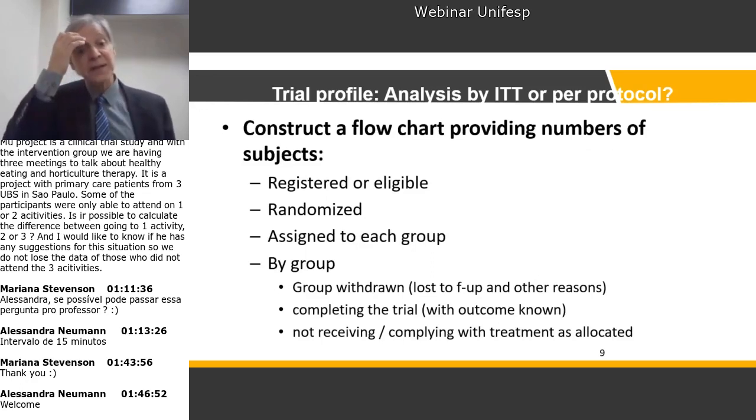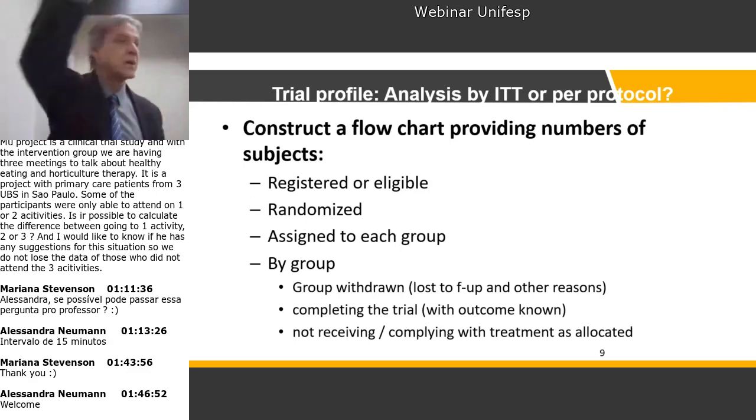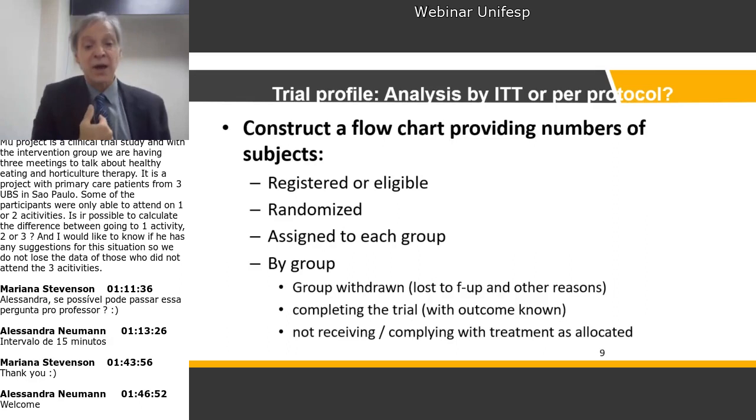Conduct the flow chart, provide numbers of subjects. Whenever you do your studies, do this flow chart. How many are registered? Remember that tree I showed? Every one of those studies, from case control to cohort, shows a tree. You actually write that tree down with numbers when you write your papers for publication. And it also tells you how much confidence you have that you didn't lose people, okay?